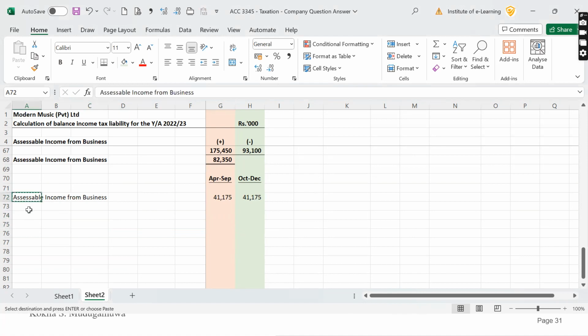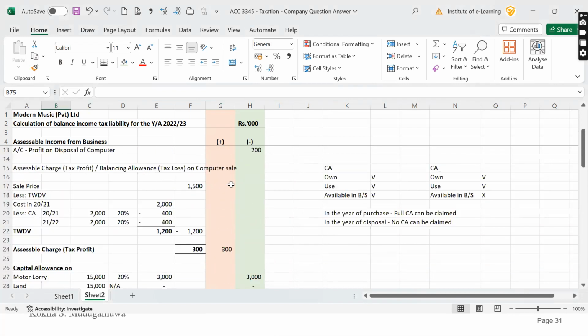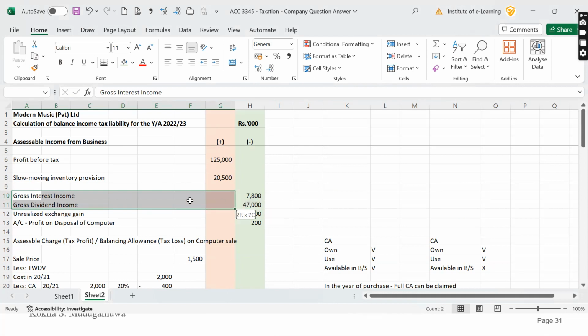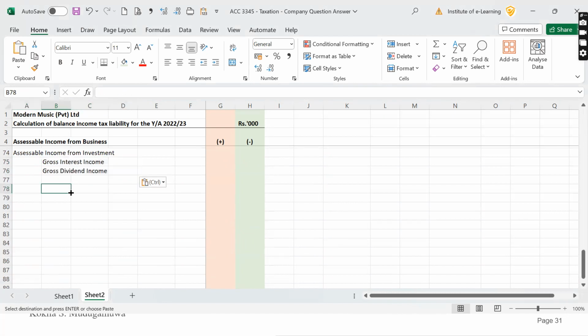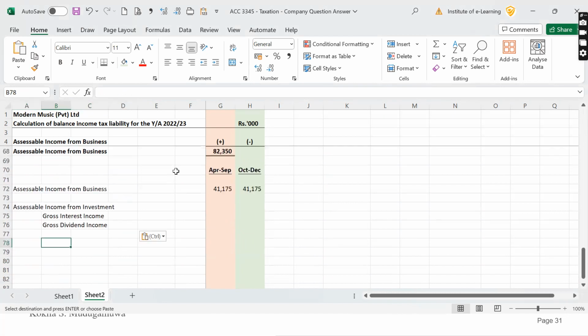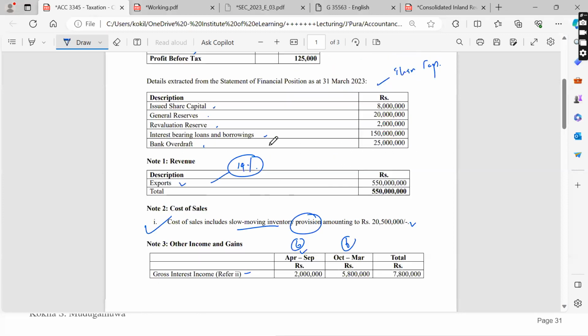Then I'm going to calculate assessable income from investment. What do we have? We removed investment and dividend, can you remember that? We removed those because they come under investment: gross interest income and gross dividend. Then we have to understand the two periods separately, because two different taxes are applicable for investment income. The law changed, so let's look at the figures for the two periods.